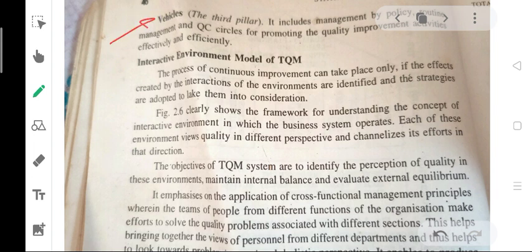Then what is the vehicle? That is the third pillar. This third pillar includes management by policy, routine management, and quality control circles for promoting quality improvement activities effectively and efficiently. This is the model.